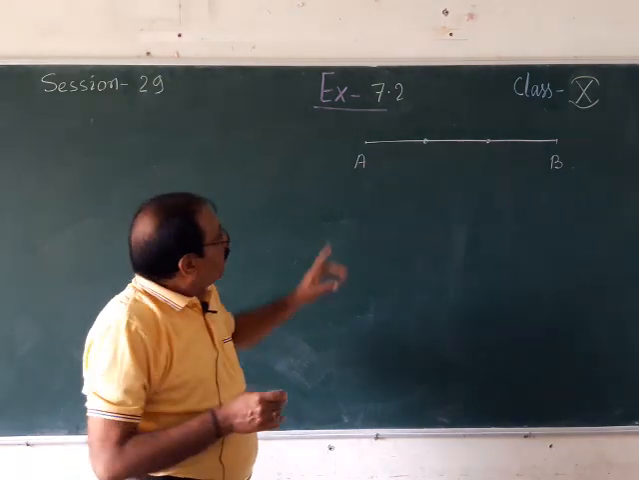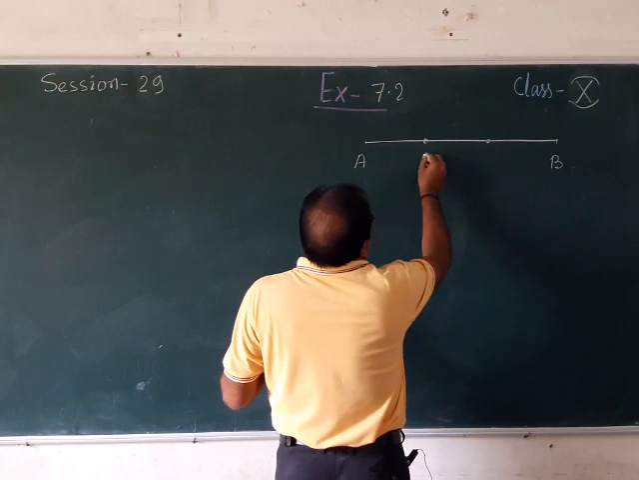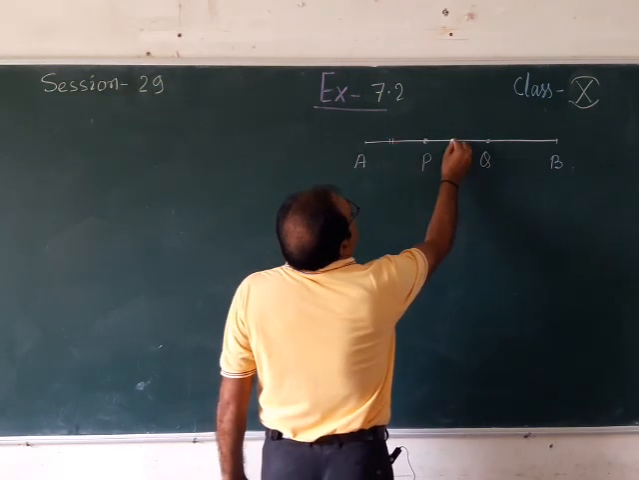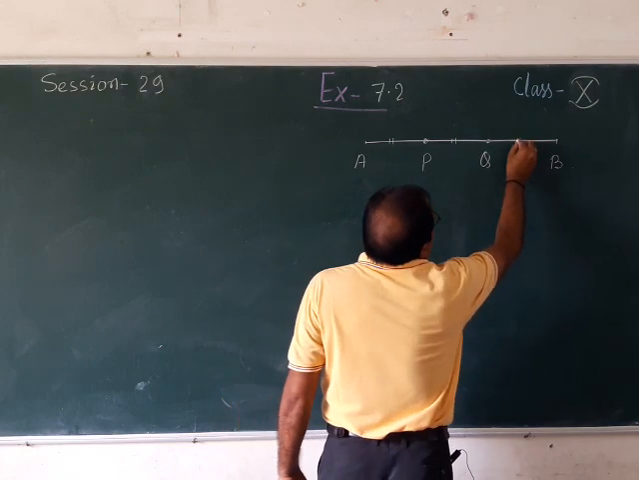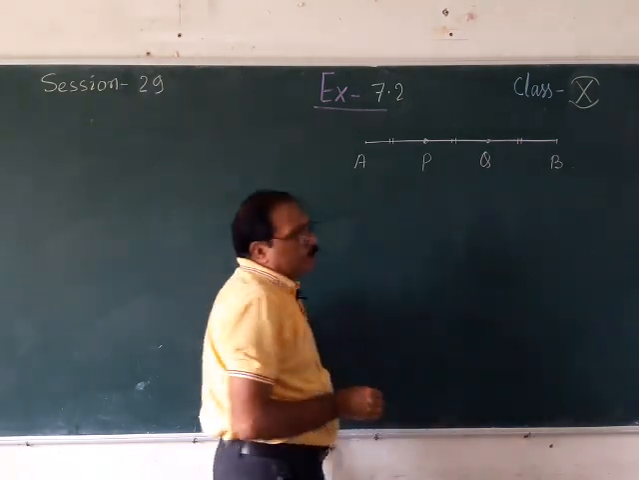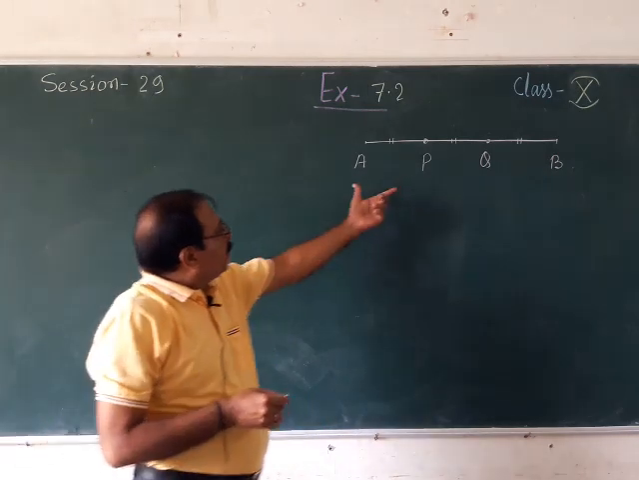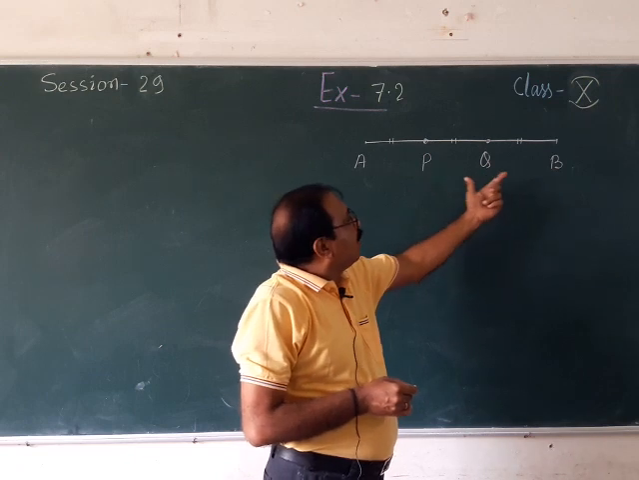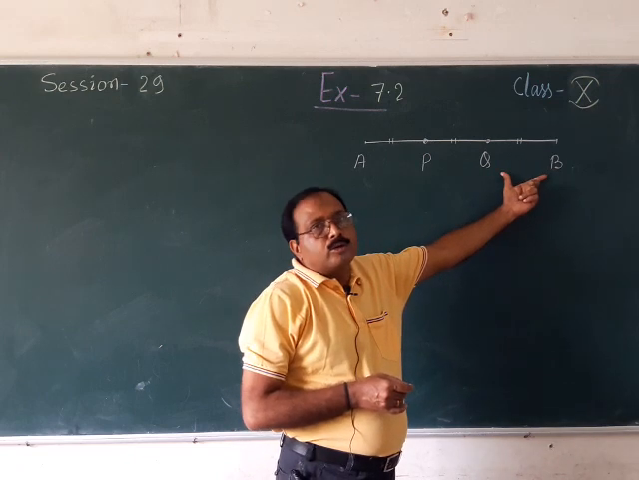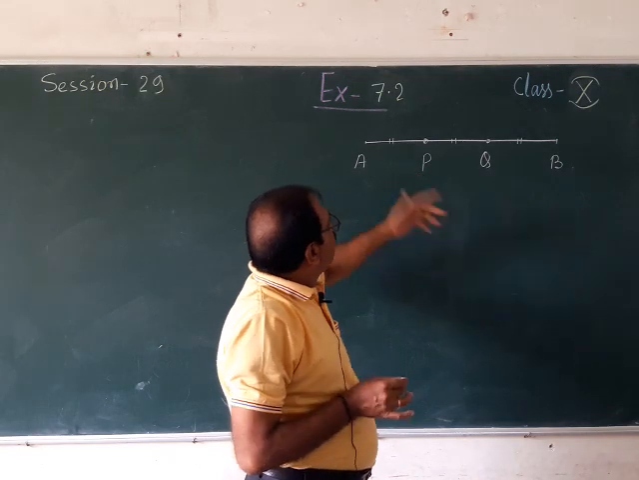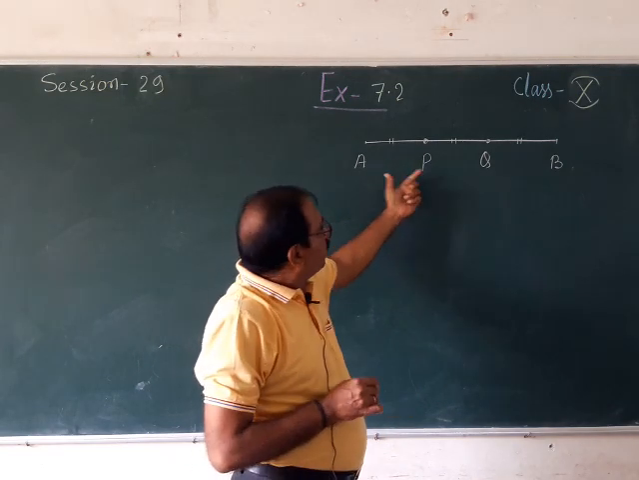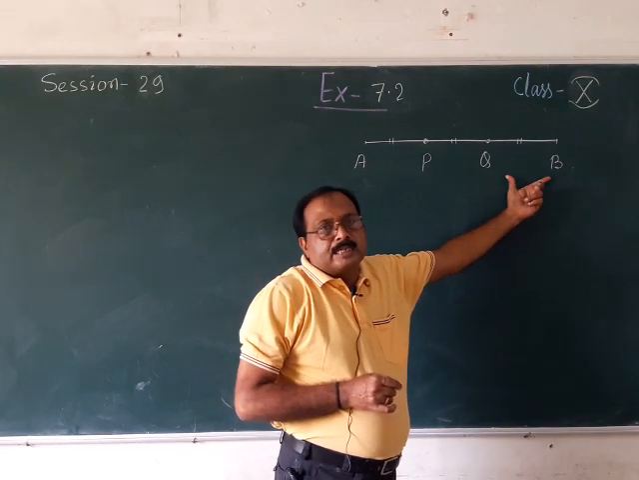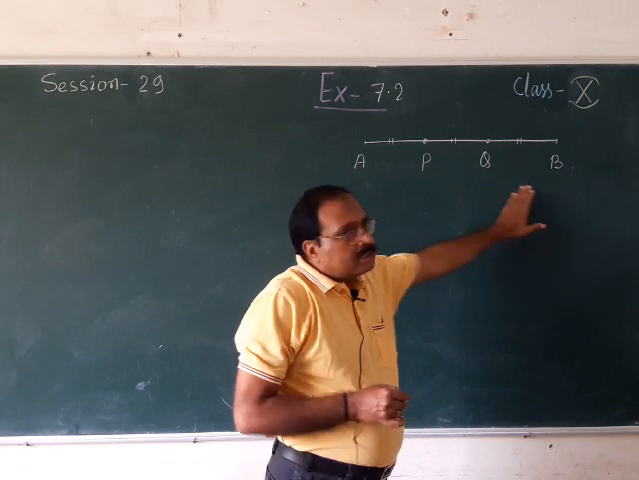Now here one thing is clear, that these points I can name as P and Q. Here AP is equal to PQ and it is also equal to QB. When you are trisecting, that means the length of AP must be equal to the length of PQ and it must be equal to the length of QB. Here suppose AP is 1 centimeter, then PQ is also 1 centimeter, then QB is also 1 centimeter. That means the entire length is 3 centimeters.